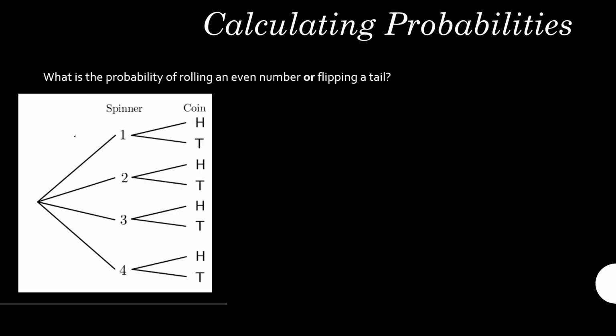All right, again, this one's a little bit different. Now we want to calculate the probability of rolling an even number or flipping a tail. Okay, so what we're going to do here is let's count how many total options we have, right? So we have 1, 2, 3, 4, 5, 6, 7, 8 total outcomes that we could land on. Now, since this question says rolling an even number or flipping a tails, that means that since there's that word or in the middle, we are going to add our probabilities together.